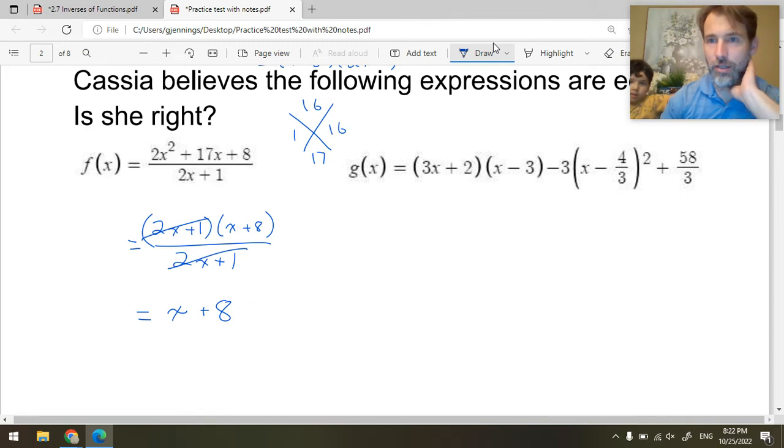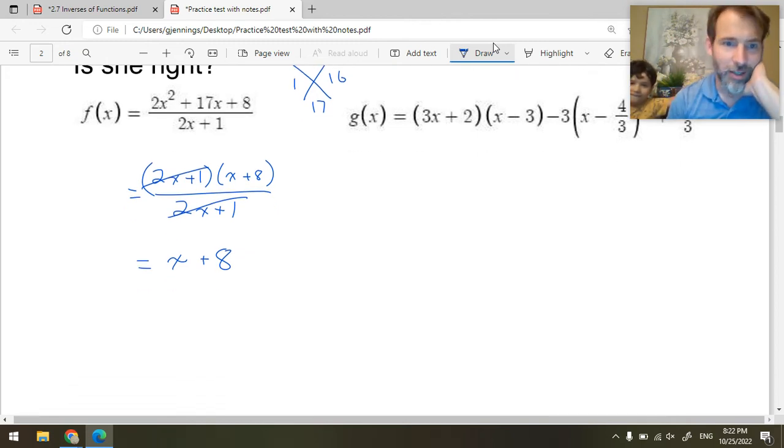Can I say something? You can say something. Go ahead. And I also might want to state my restrictions here. So x is not equal to negative 1/2 because that would make the denominator 0.